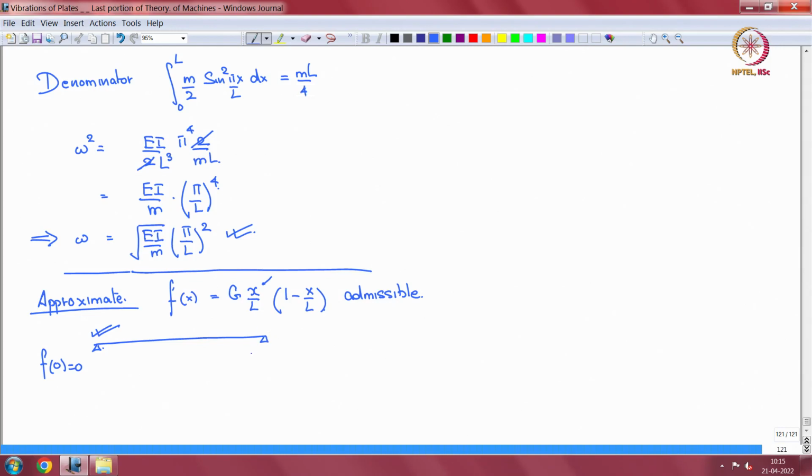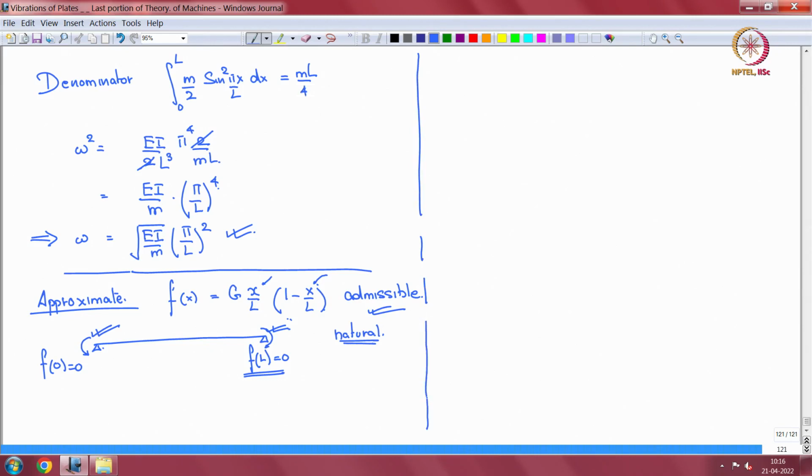Here on the other end, if I set f of L to be 0, then if I substitute x as L, that goes to 0. So, f of L is indeed 0. So, this condition is also satisfied. So, it is admissible, these are geometric conditions. However, there will be a moment condition that should also be 0, that is not satisfied, because those are natural conditions, force and moment conditions. So, this is an admissible function, but it is not the exact function.